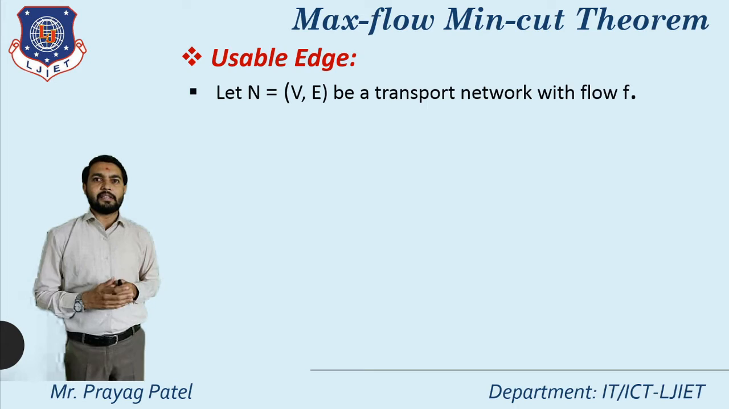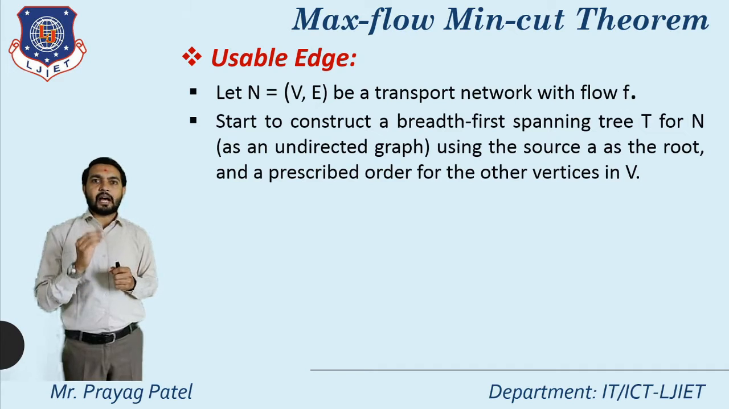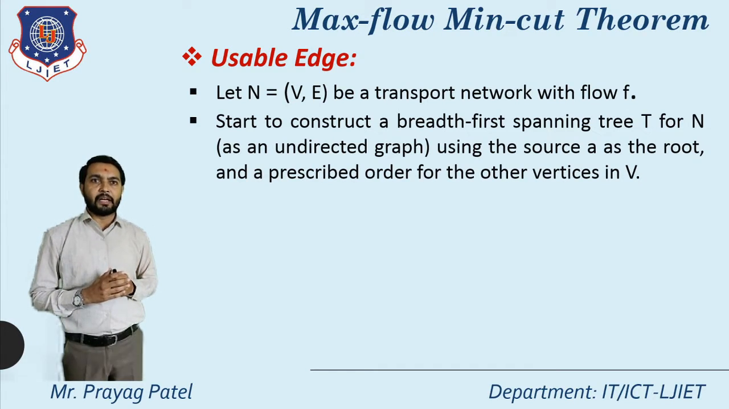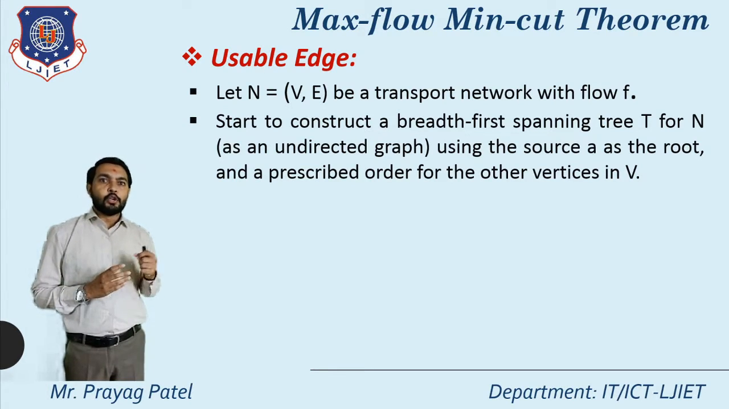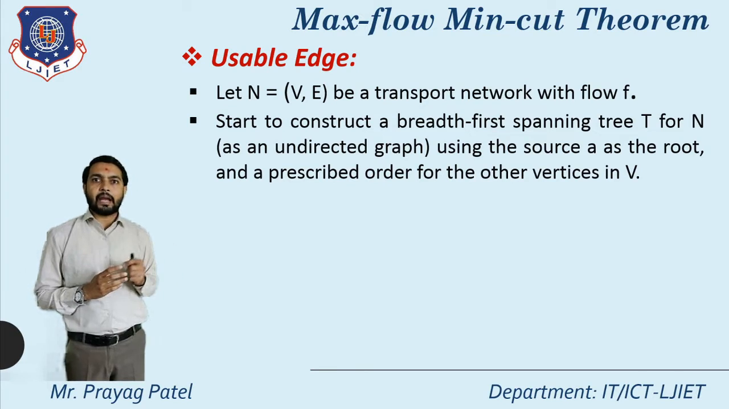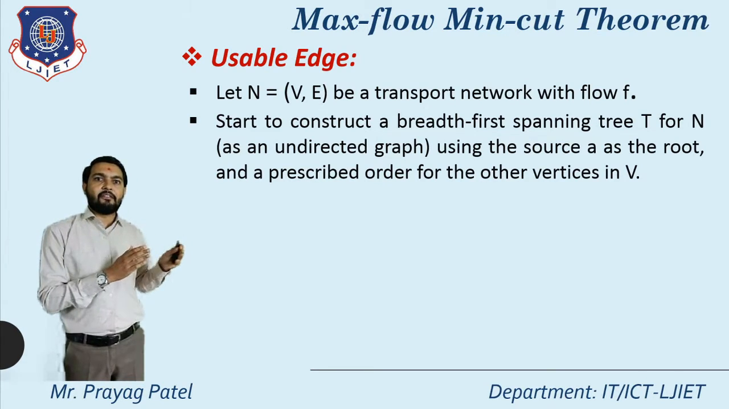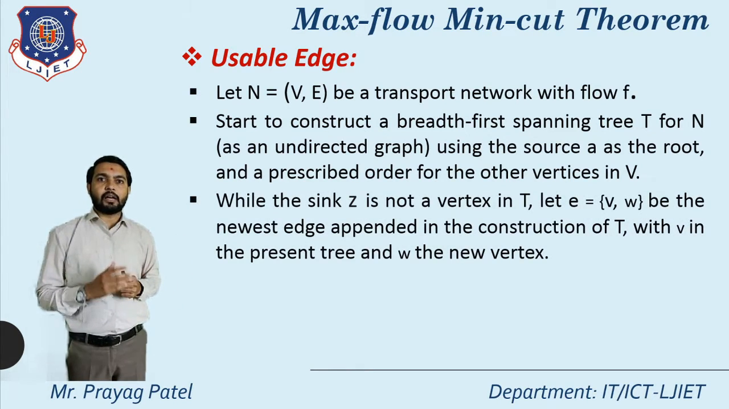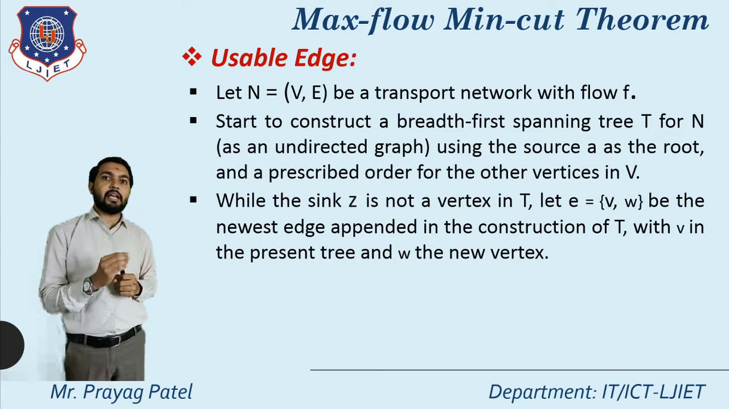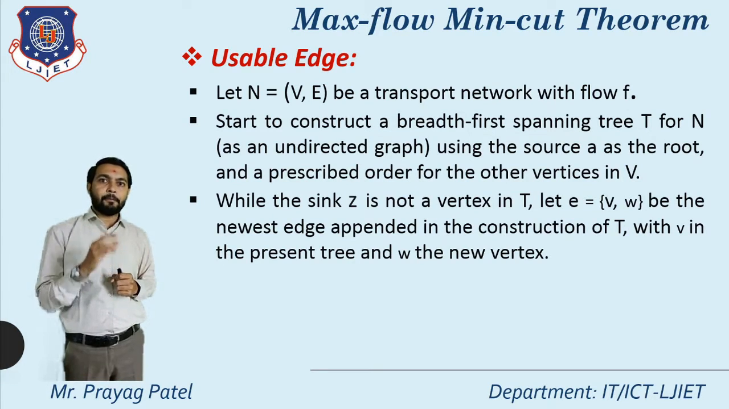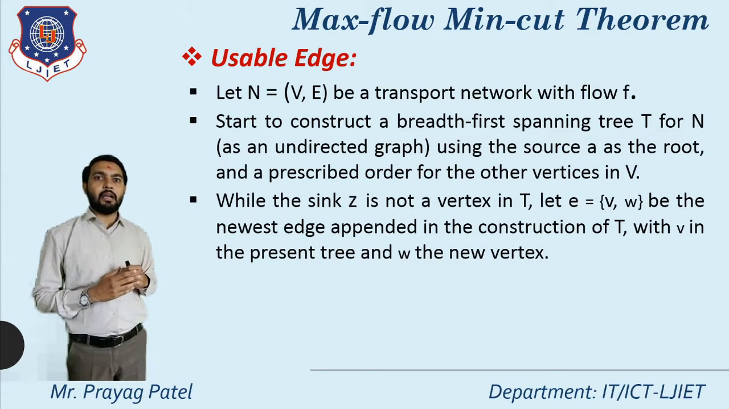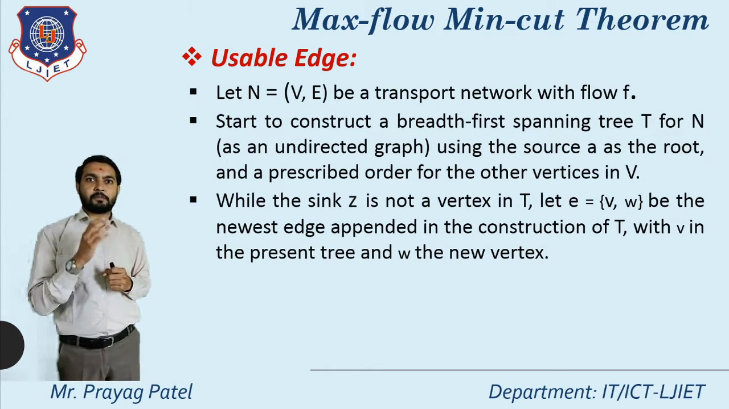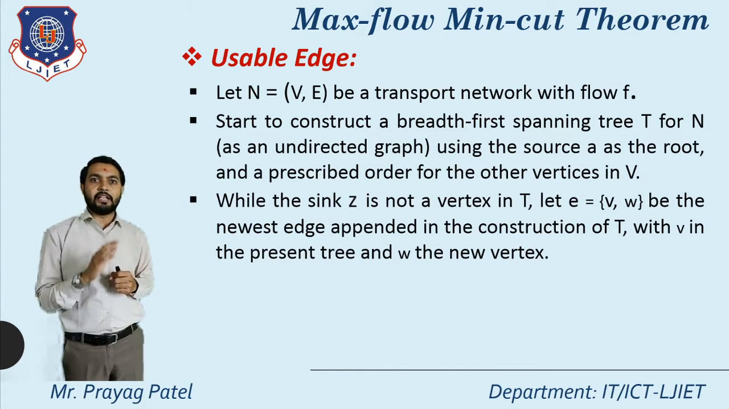For usable edges, let N = (V, E) be a transport network with flow f. Here we start to construct a breadth first search spanning tree T for network N. Use the undirected graph with the source A as the root, and we consider each and every vertex of this graph. While the sink Z is not a vertex in T, that means T is a breadth first search spanning tree. So if sink Z is not available in the tree, then we can say that in the breadth first search spanning tree Z is not available.